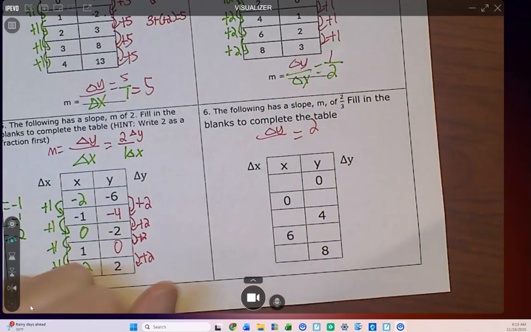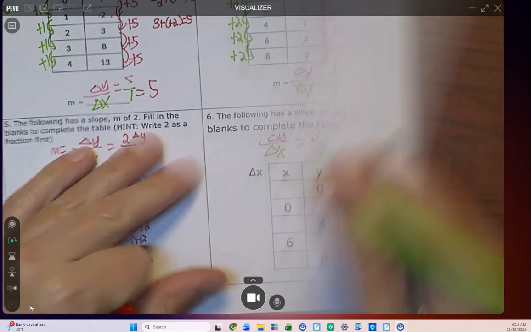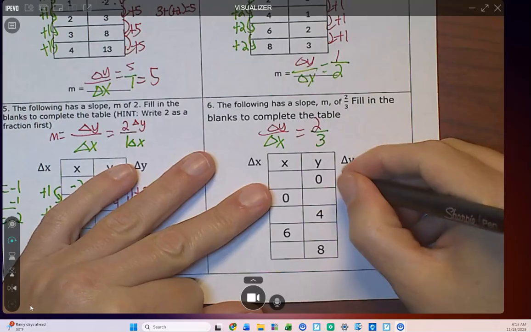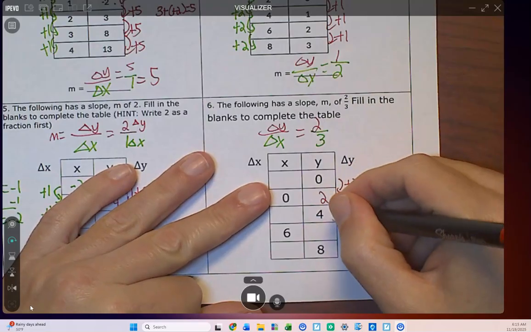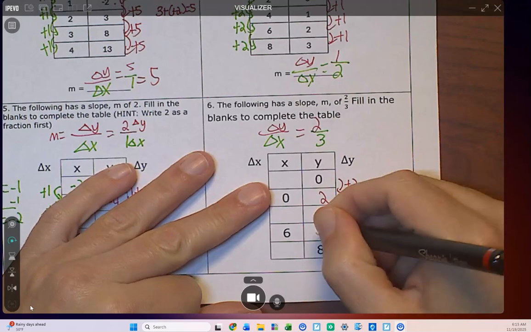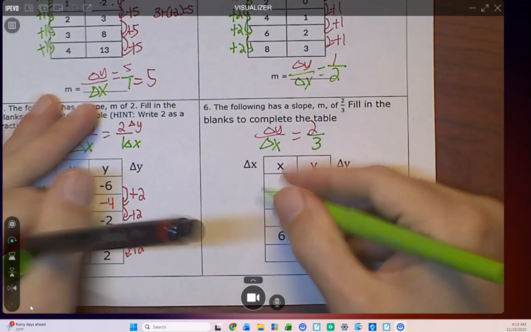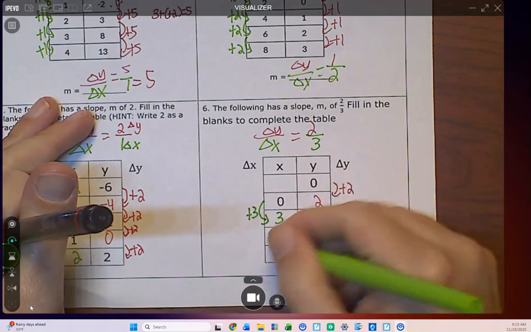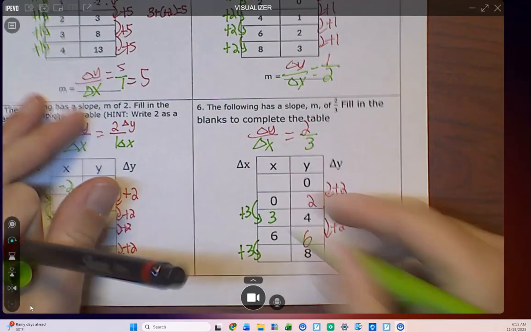is 2. The change in x is 3. So that means we're adding 2 to the y's. Okay, the x's are 3's. So the x's are going up by 3.